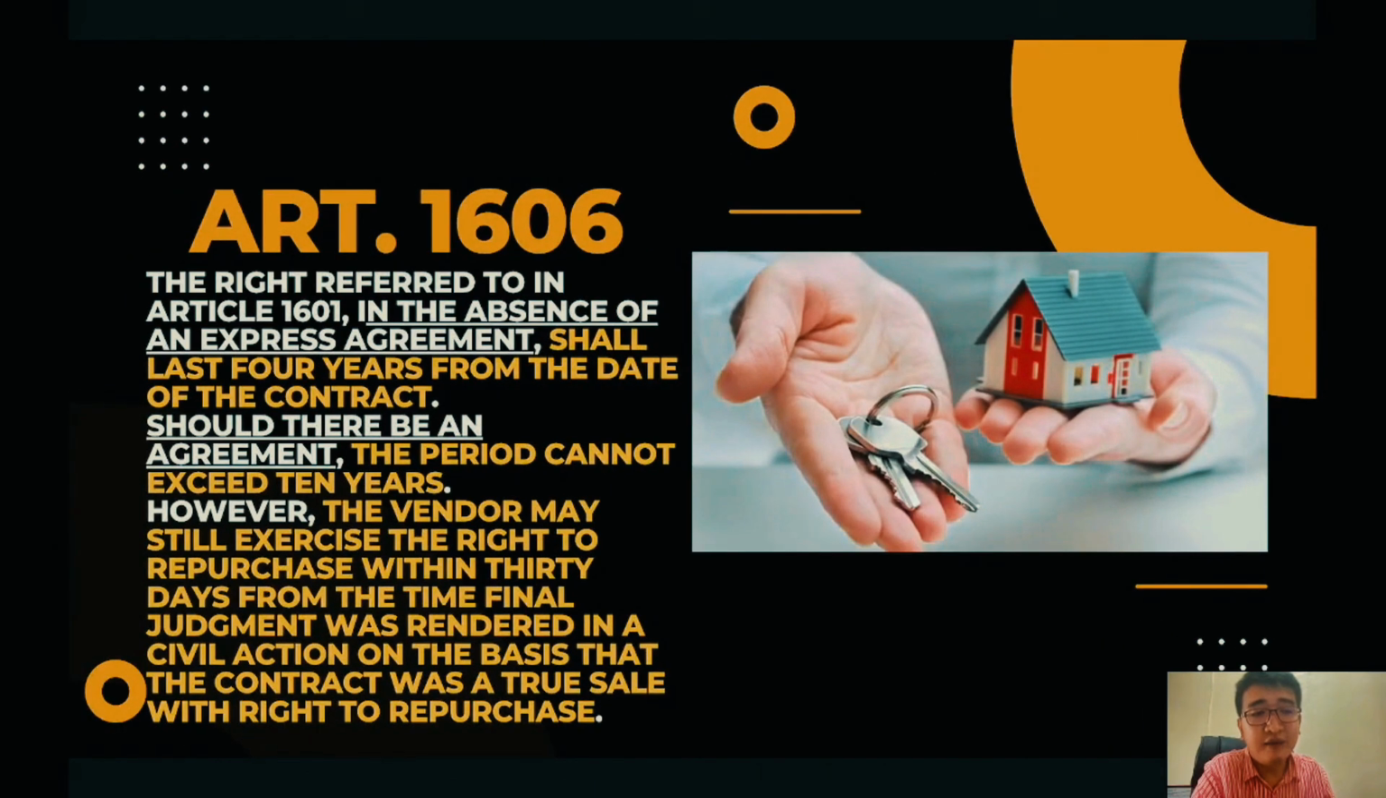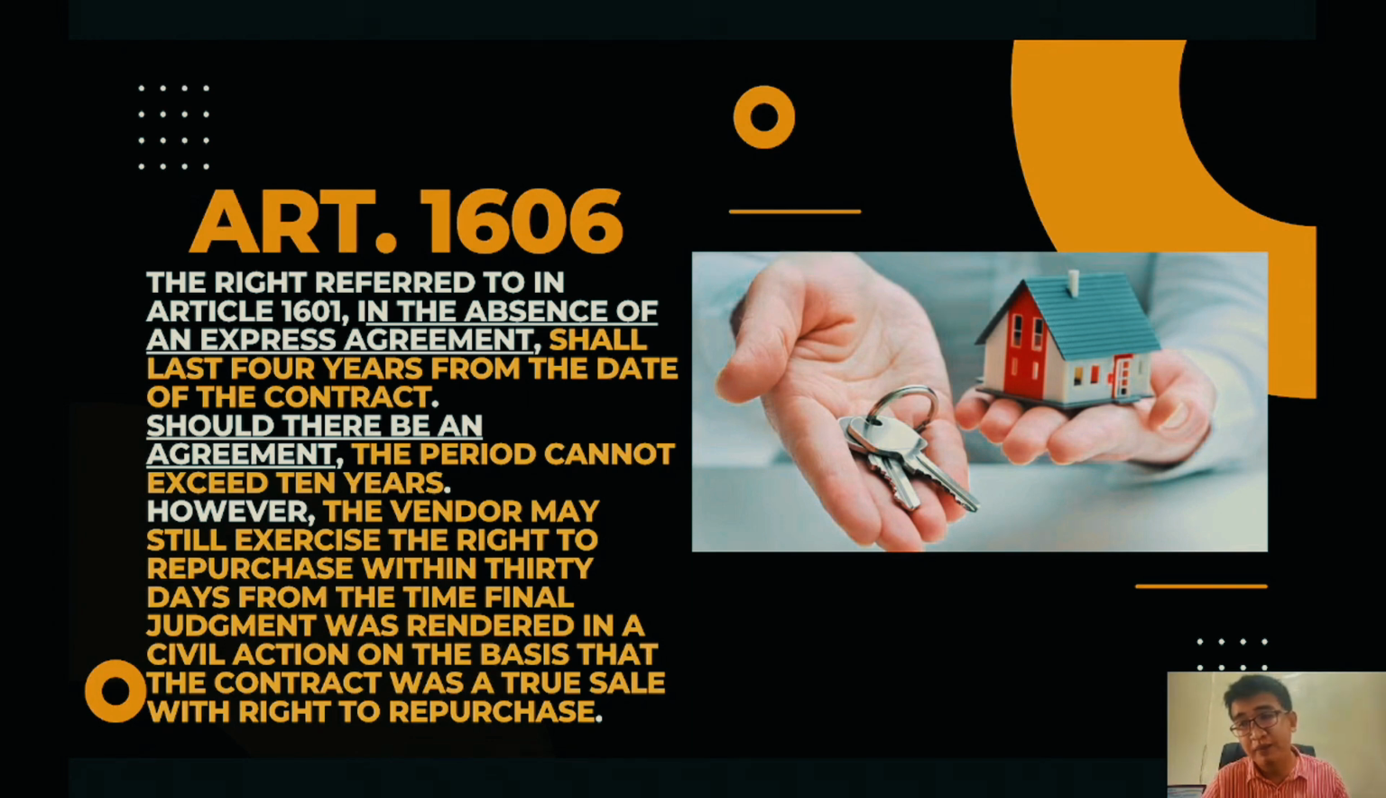So the right referred to in Article 1601, meaning the right to repurchase. Okay? The right to redeem, the right to repurchase by the seller in a pacto de retro sale in the absence of an express agreement, meaning there is an agreement with regards to the right to repurchase, the right to redeem, but there is no agreement until when? Okay? Say for example, the seller has a right to repurchase pero walang sinabi na period.